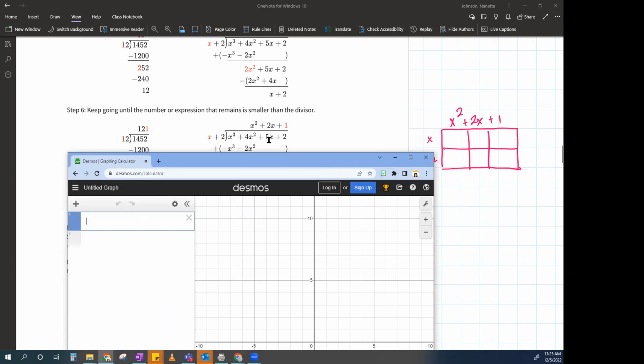So I'm actually going to write this all out as a division problem, but I'm going to use parentheses to let Desmos know I want all of this, right? So I'm going to go x to the third plus 4x squared. Does everybody see what I'm doing? Plus 5x plus 2. And then I'm going to go divided by.